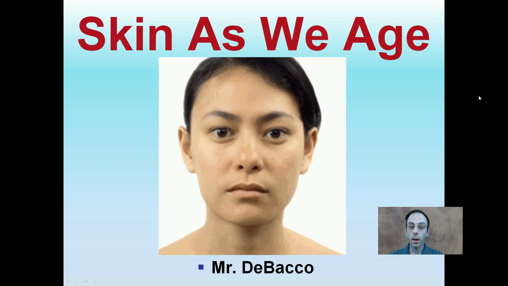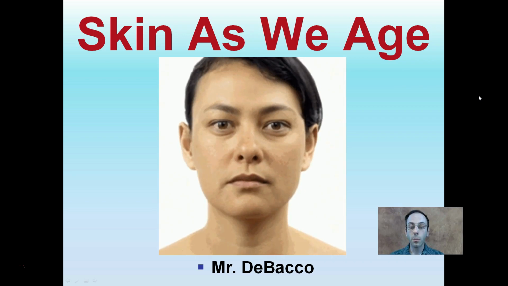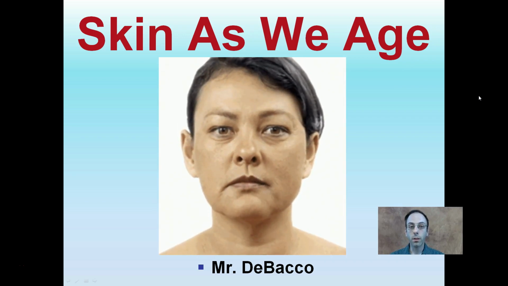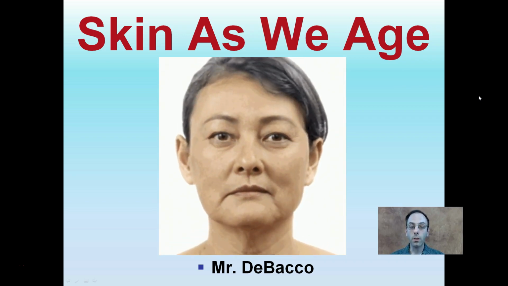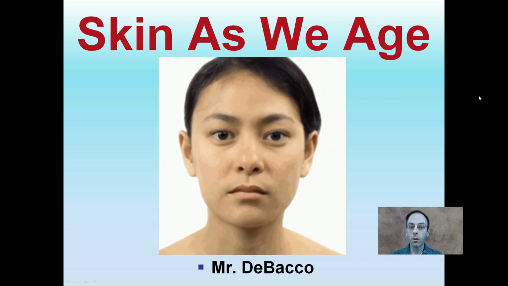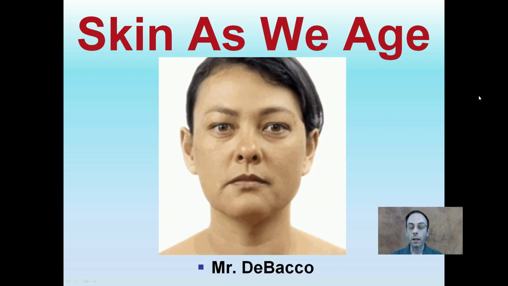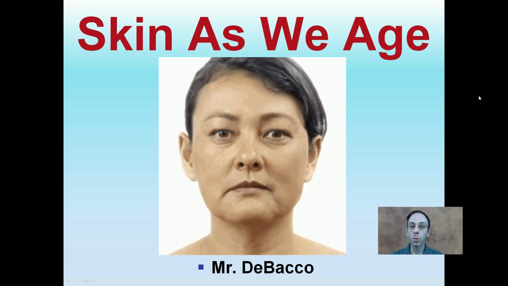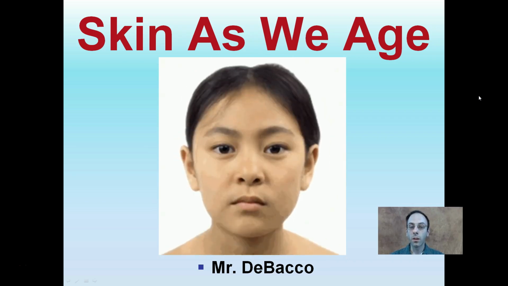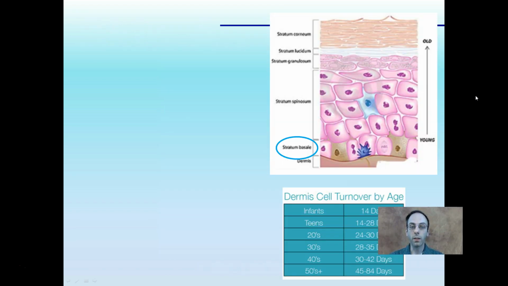Okay, here we look at skin as we age. As this time lapse shows, you see the progression of skin as we age and what changes occur. We start young and youthful, and slowly as we age, our skin becomes less youthful, less resilient, and sadly a little more wrinkles develop. That's what happens as we age. We're going to learn a little bit more about this.